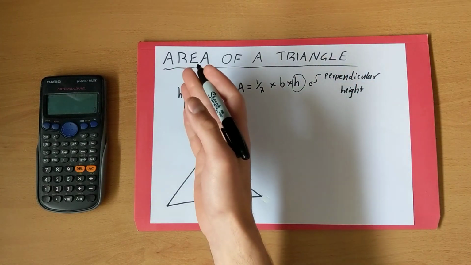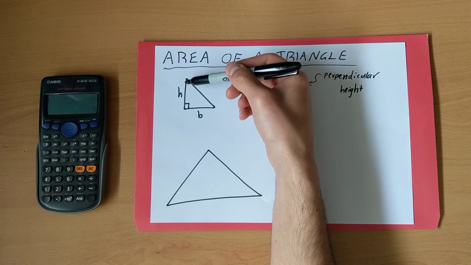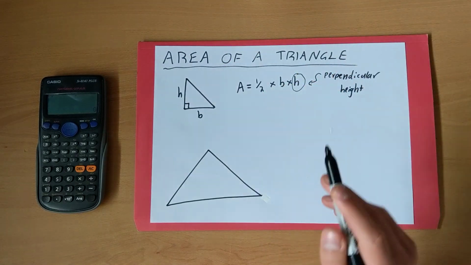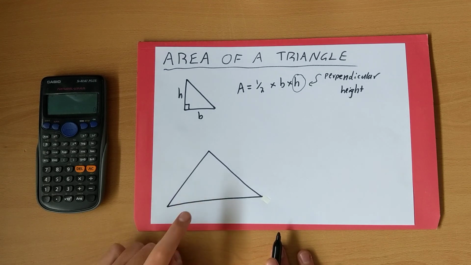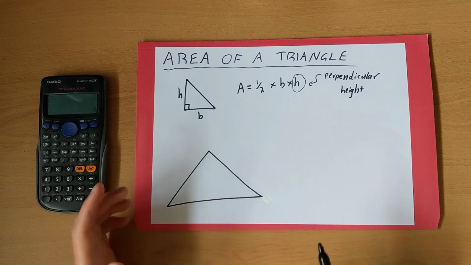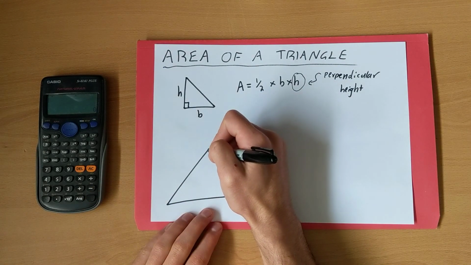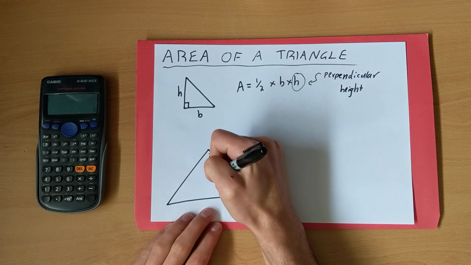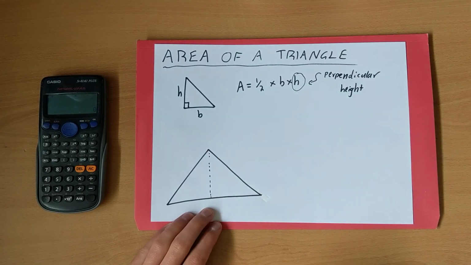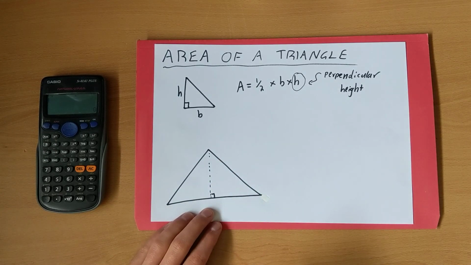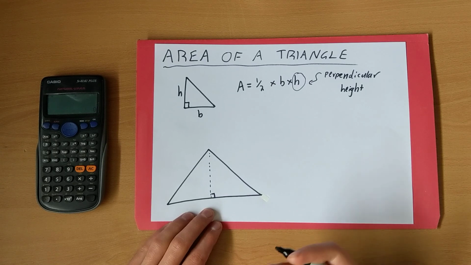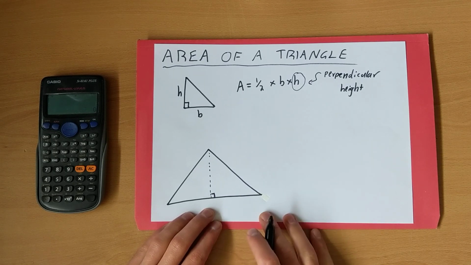So if we have a right-angled triangle, then the height is always just one of the side lengths of the triangle. However, if we have a non-right-angled triangle, like this one here, then the height is going to be the length of that dotted line there, because that is the line that creates a right angle with the base. So let's think about how we can use trigonometry to find the area of this triangle.